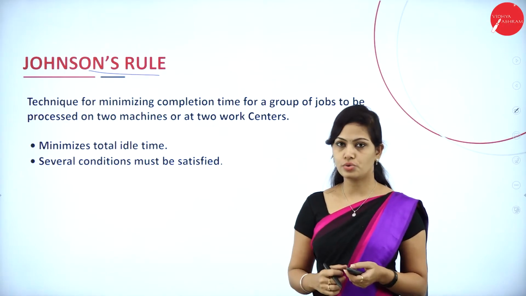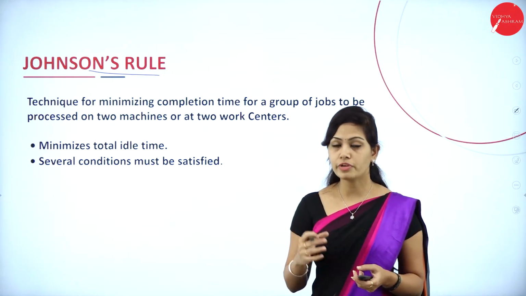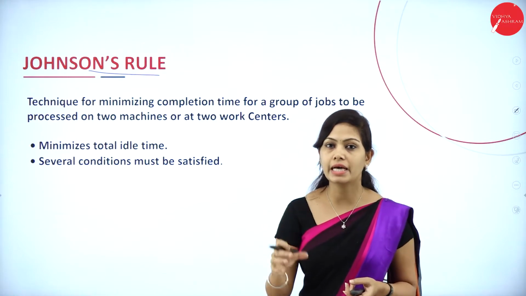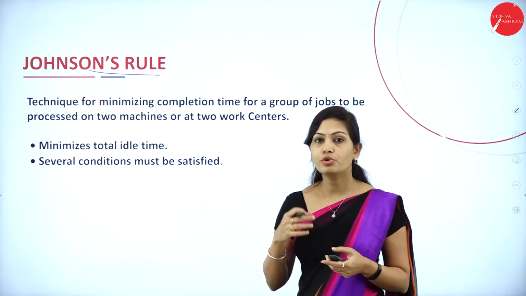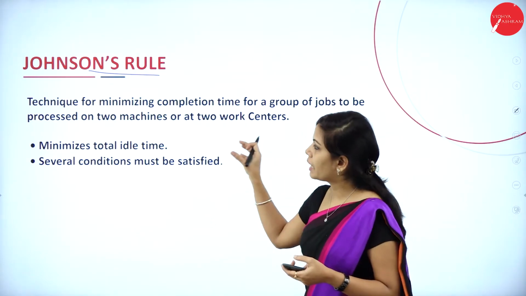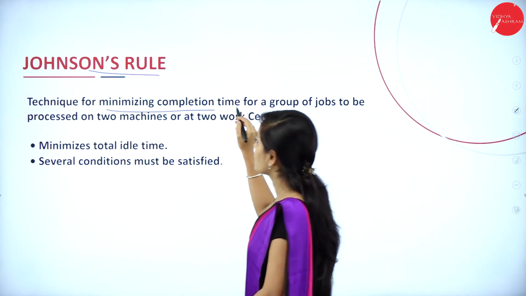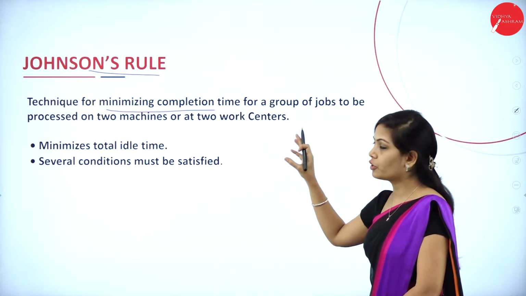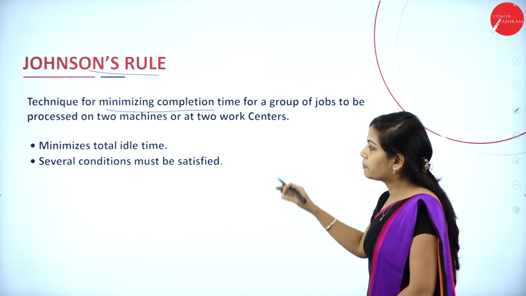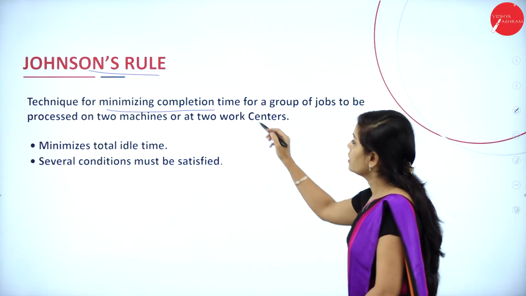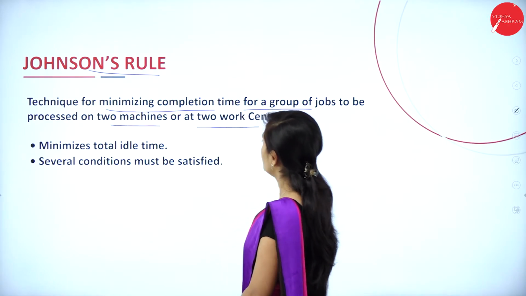What is this Johnson's rule? I have already discussed in the sequencing problem definition that in a sequencing problem, we are finding the total processing time, and we can also find the elapsed time and idle time. So for finding the job sequence, we are applying Johnson's rule. Johnson's rule is a technique for minimizing completion time, the time for a group of jobs to be processed on 2 machines or at 2 work centers.